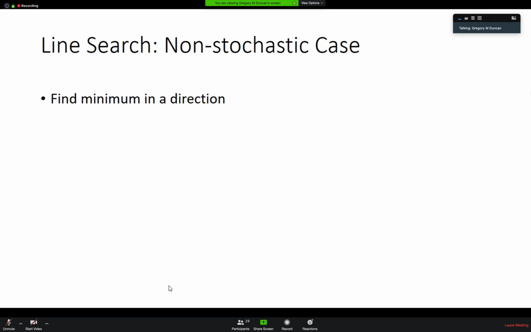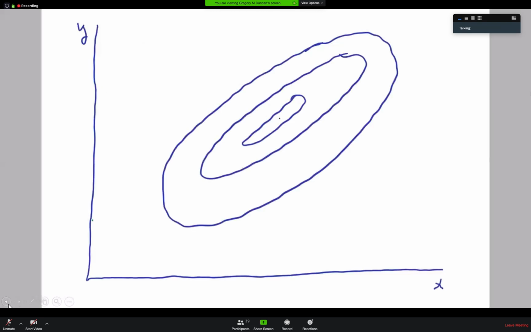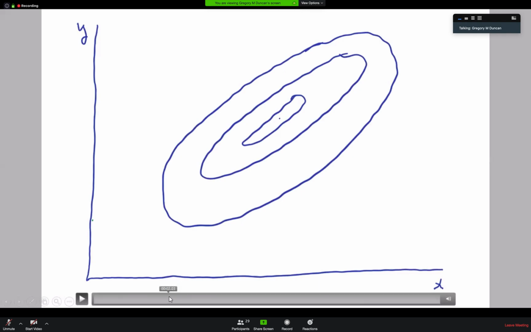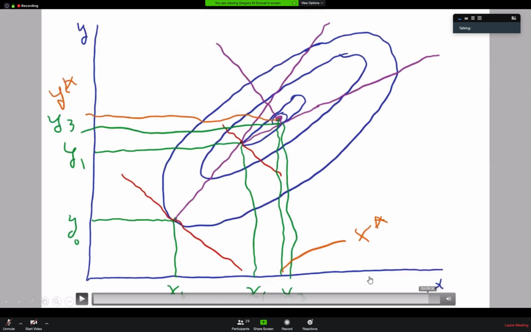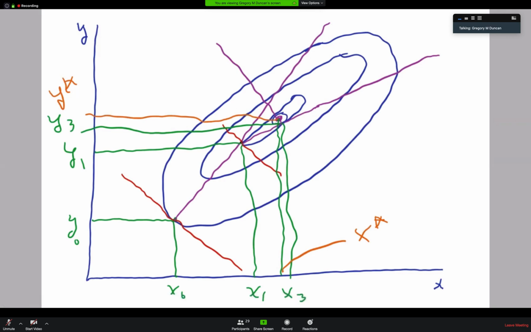Go back. There it is. And I'll just jump to the end here. Okay. And so I'm right at the end, and I have my X star and my Y star, and I basically stop at that point.